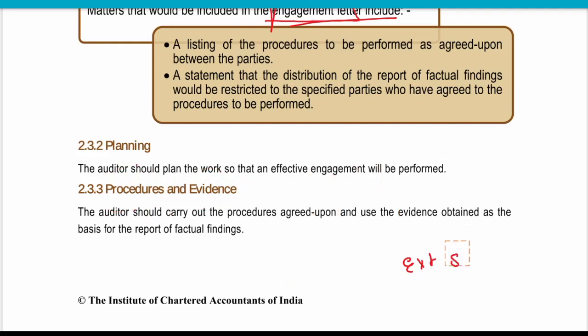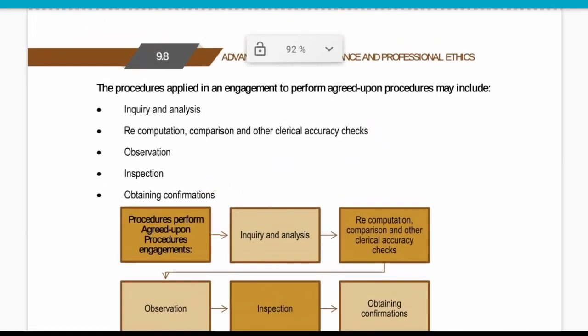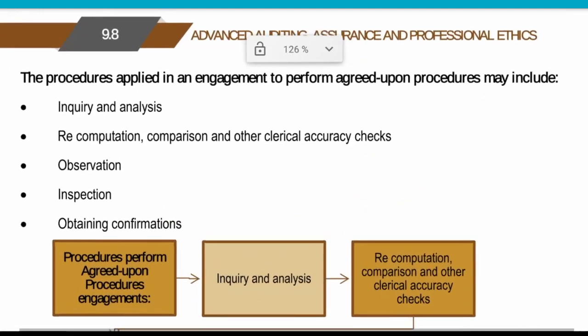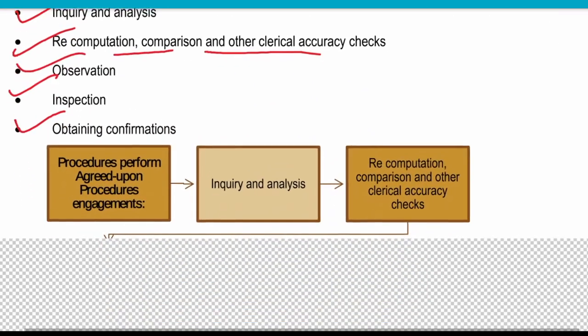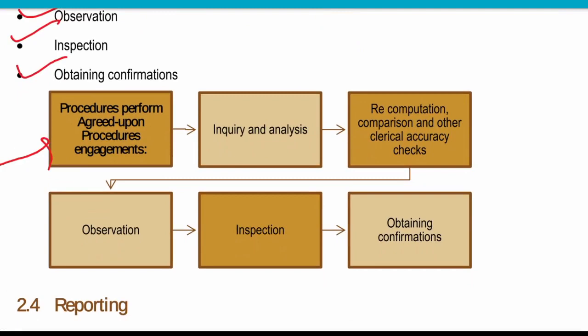Okay, evidence gathering activities. So how can he do these evidence gathering activities? He can do inquiry, analysis, recomputation, comparison, observation, inspection, or obtaining confirmation. In our example, he was obtaining confirmation. So he can do all these procedures.